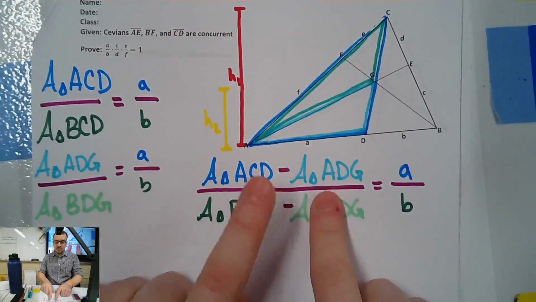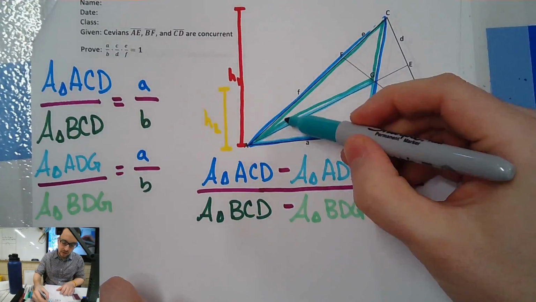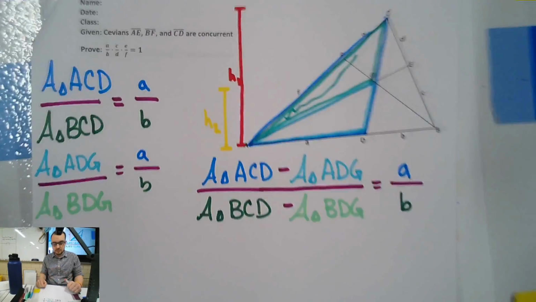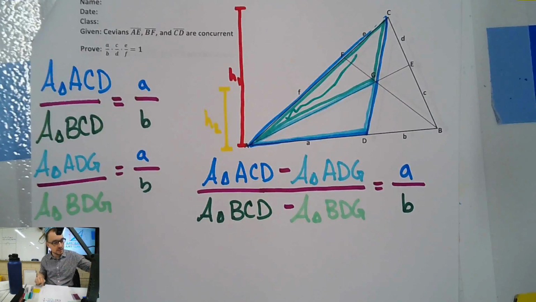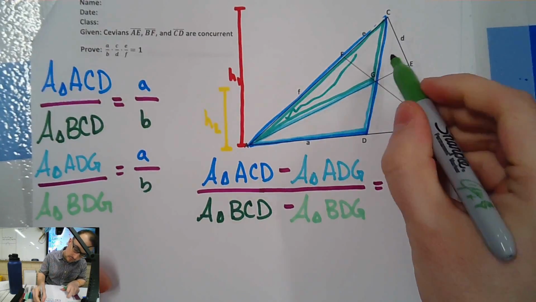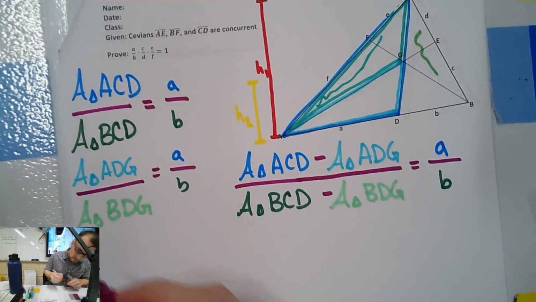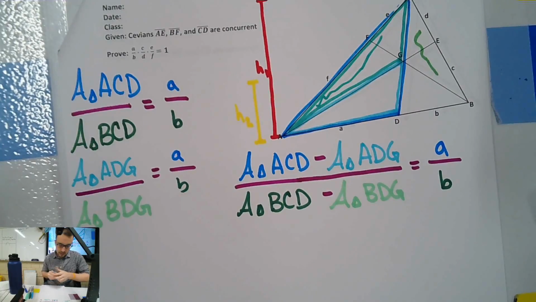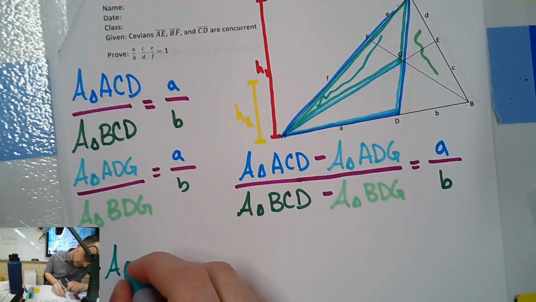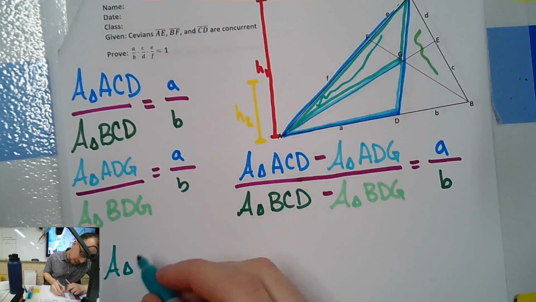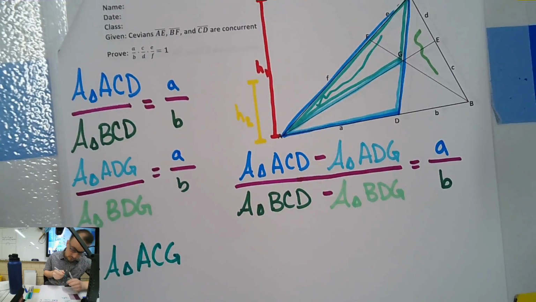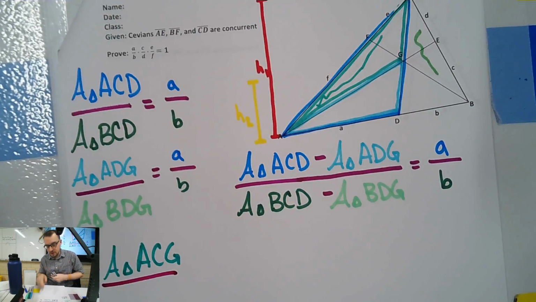They will be, because this is the same thing as this triangle right here. And this will be the same as this triangle right here. So, therefore, the area of triangle ACG is proportional to the area of BCG.